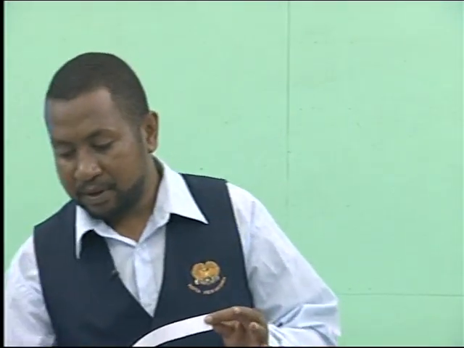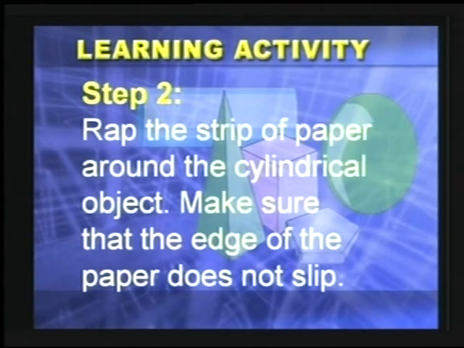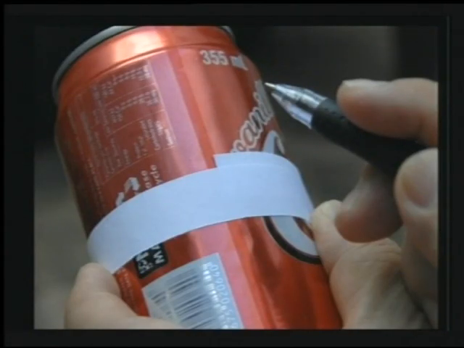Step 1. Place the strip of paper on the cylindrical object. And step 2, it says, wrap the strip of paper around the cylindrical object. Make sure that the edge of the paper does not slip. So let's look at the picture, how it should be done. Something like that. So receiving students and 70s, take your strip of paper, hold on to your cylindrical object. Okay, all look up here.